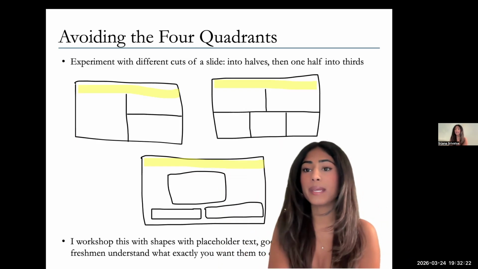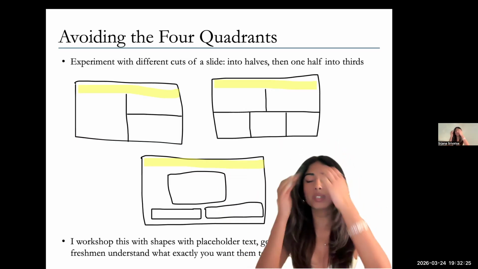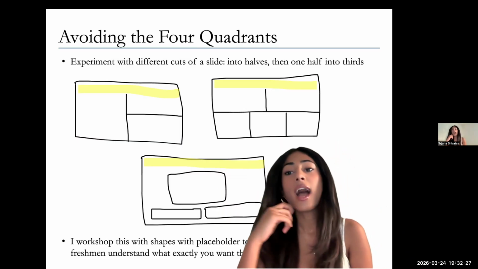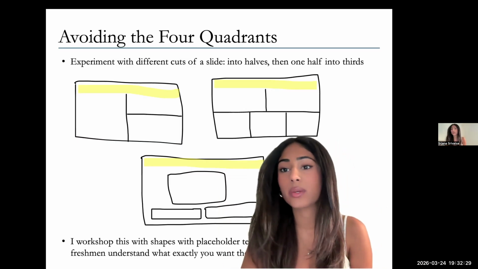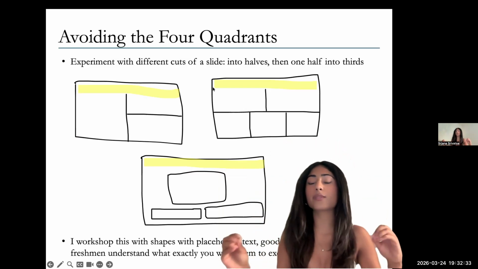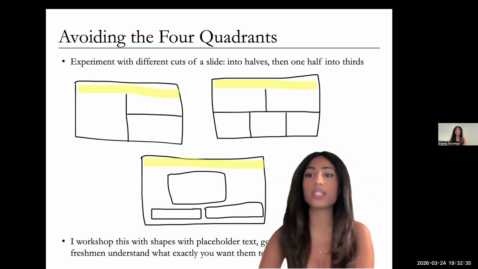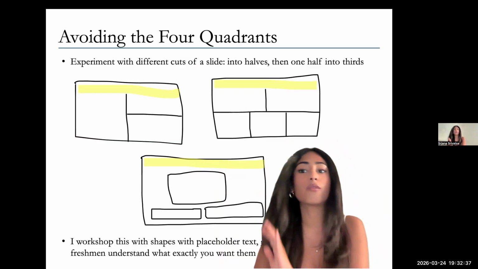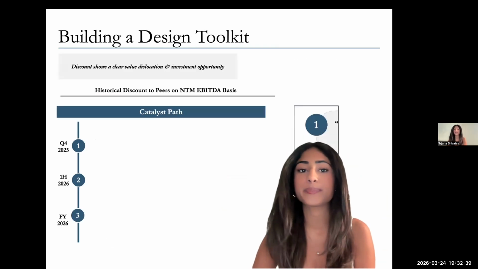And this is also good because if you just do this on every slide, which I do a lot of the time, it's a good way to help freshmen understand exactly what you want them to execute. If you just leave them with a slide with blue boxes in specific areas with white text, they're forced to execute this vision. And I think this is really important. Avoid these four quadrants at all costs.